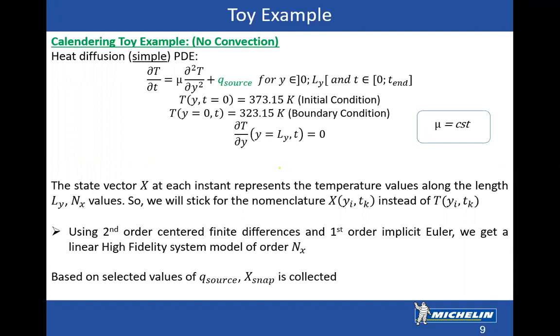Using discretization for the temporal variation and the spatial variation, we get a linear high fidelity system model of order nx, which is 100 here, and we've chosen some values of q source so that we can simulate the system and collect the X_snap. Now we have the X_snap, we have the q source, we split X_snap into X1 and X2 as said in the previous slide, and we can estimate A and B.